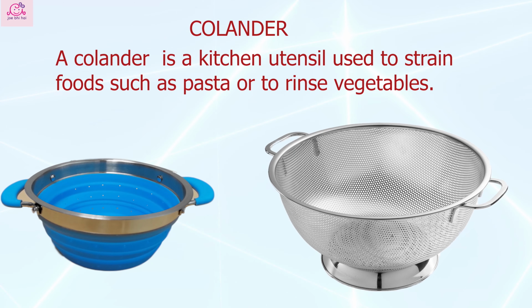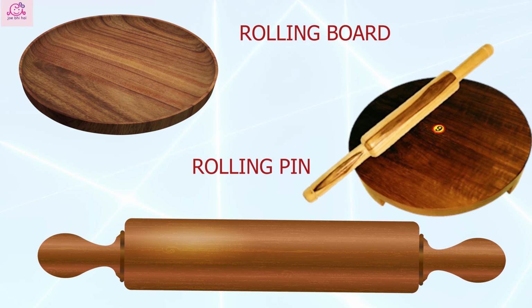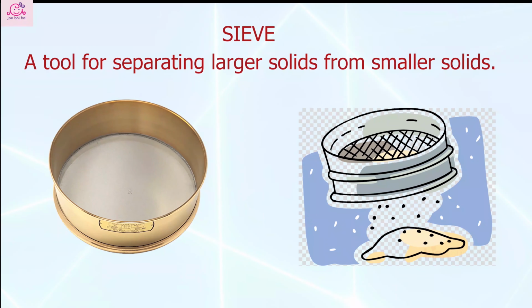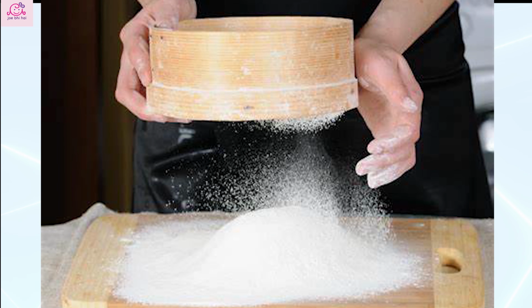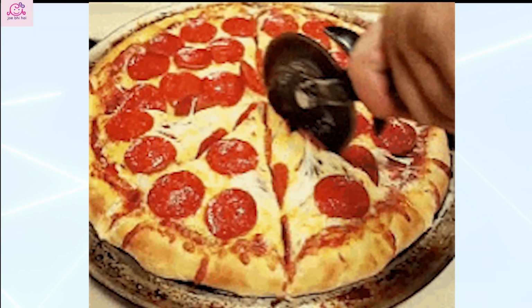A colander is a kitchen utensil used to strain foods such as pasta or to rinse vegetables. Rolling board, rolling pin. A sieve is a tool for separating larger solids from smaller solids. Sieve. Pizza cutter.